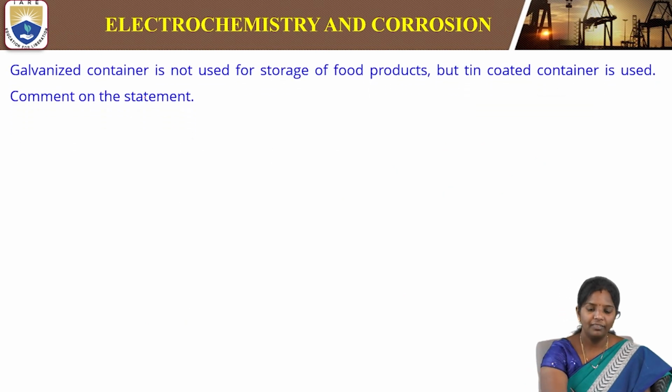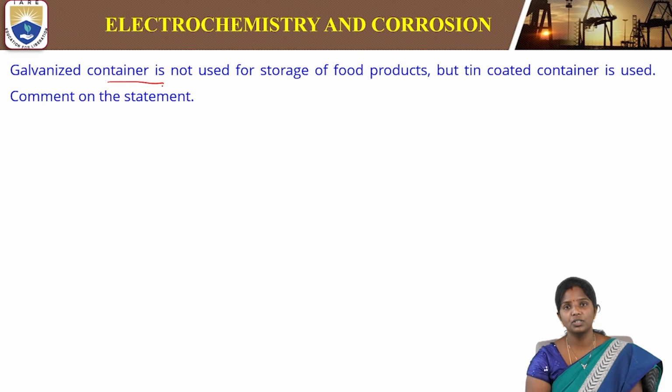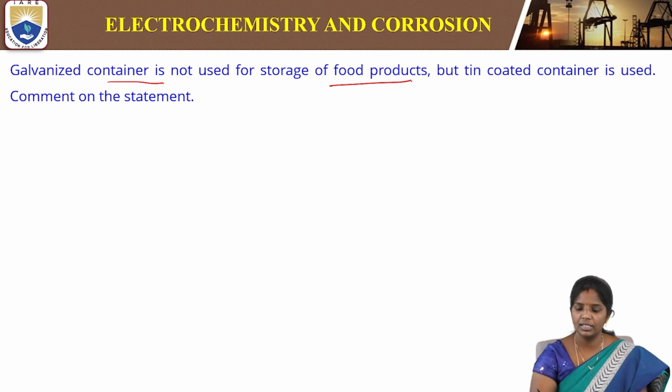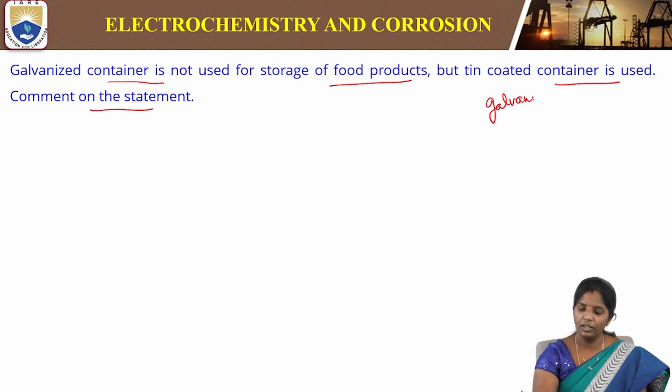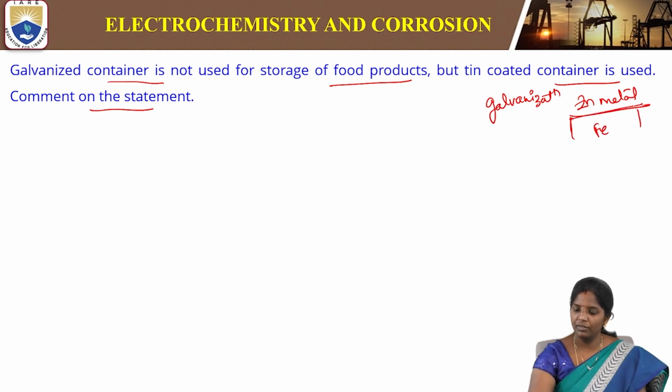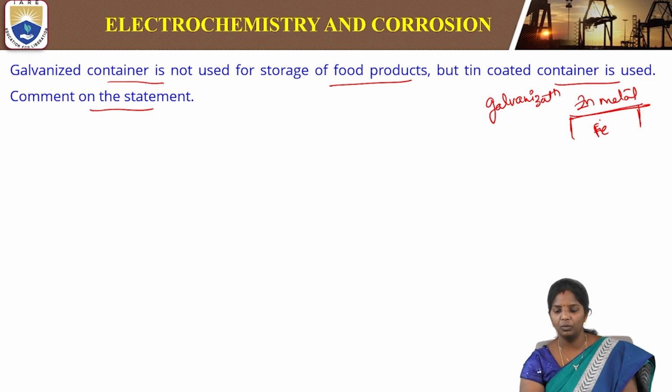Next one: galvanized containers are not used for storage of food products, but tin coated containers are used. Comment on this statement. Galvanization is nothing but coating a metal on another metal. Generally we coat zinc metal on iron. So what happens whenever we coat zinc metal on iron?